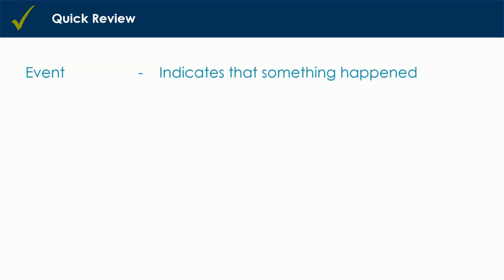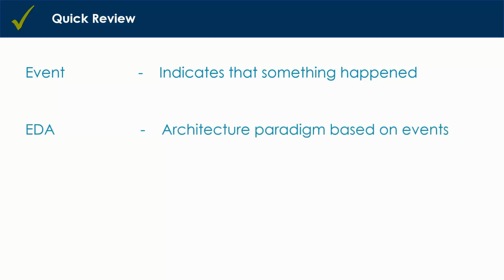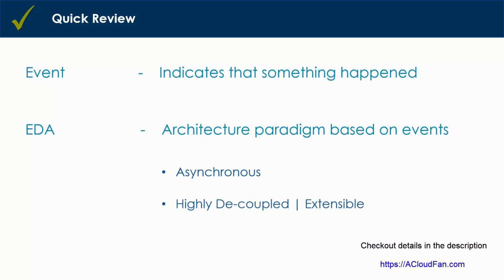Let's go over the key points from this lesson. Events indicate that something of significance has happened. Event-driven architecture is a software architecture paradigm which is based on events. By nature, EDA uses asynchronous communication between producers and consumers. EDA is highly decoupled and extensible, and the business logic and the business processes in the case of EDA are decentralized. That means all of the components in the system have some business logic which may be managed independent of other components in the system.